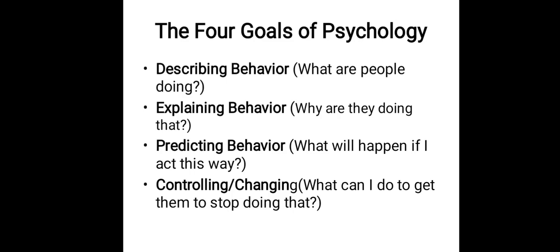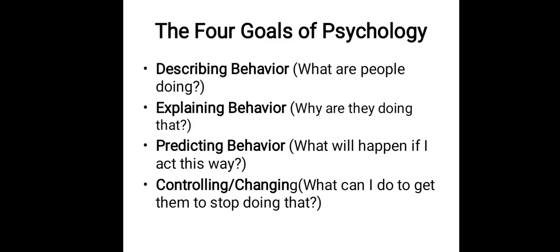The third one is predicting behavior. Predicting behavior, as the name implies, is all about forecasting the future. So predicting is what will happen if I act this way. What happens if certain people act in a certain way. So it's all about predicting the future.